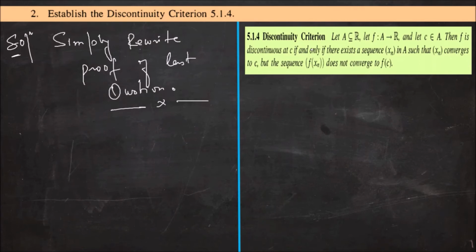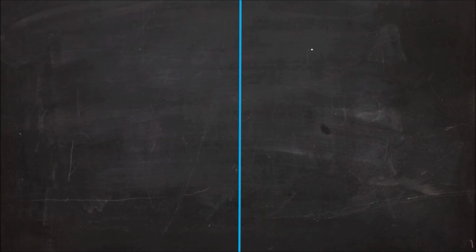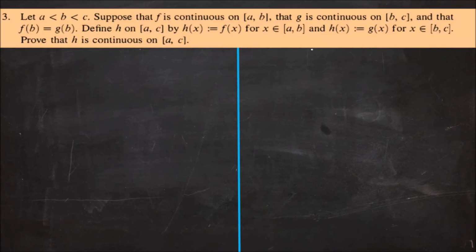So let us move to question number 3. In question number 3, we have been given that f is continuous on [a,b], g is continuous on [b,c], such that f(b) is equal to g(b). We define h on [a,c] by h(x) equal to f(x) for x belonging to [a,b] and h(x) equal to g(x) for x belonging to [b,c]. We have to prove that h is continuous on [a,c].